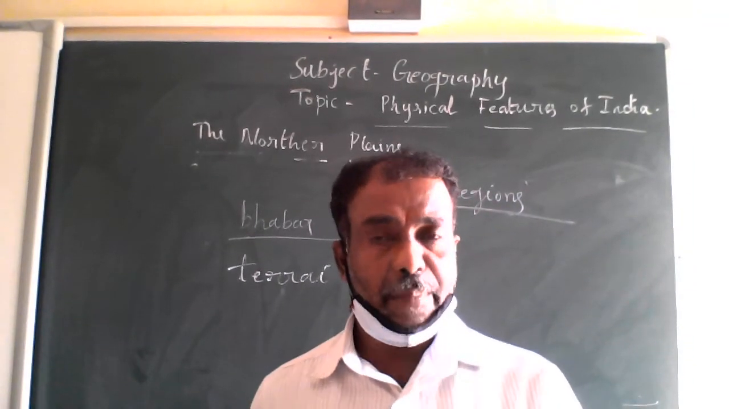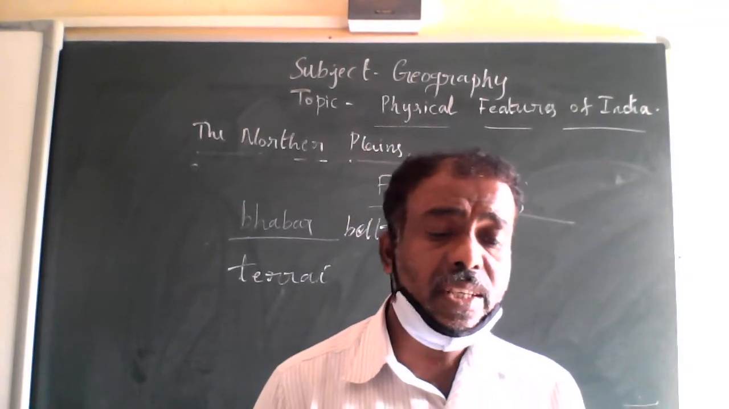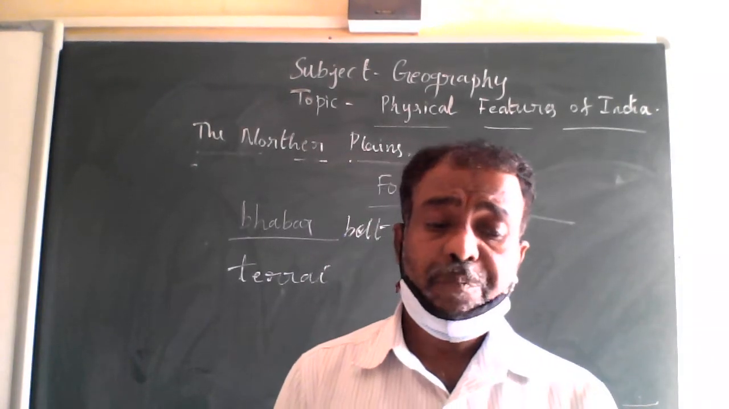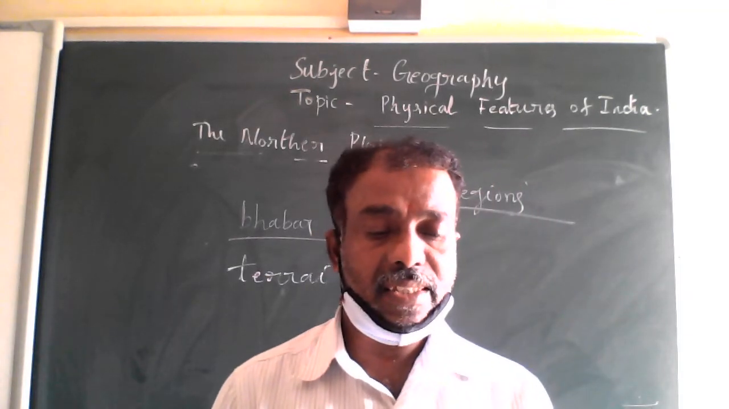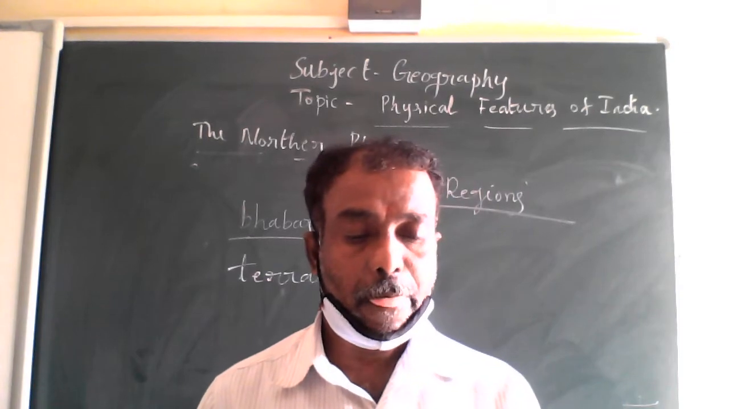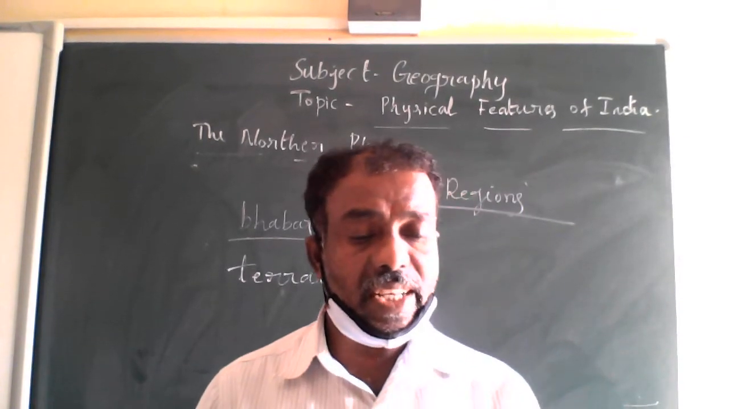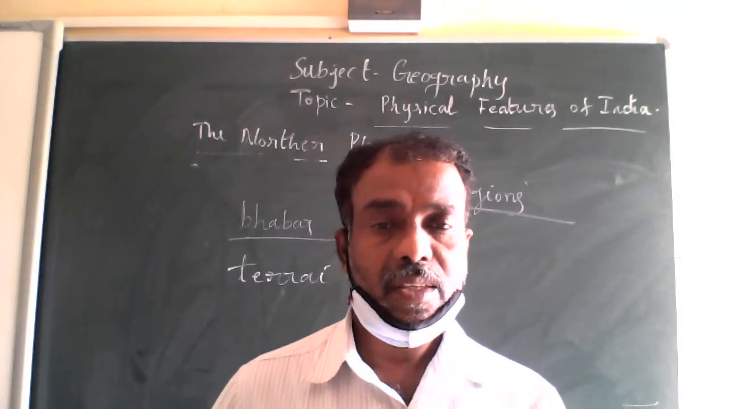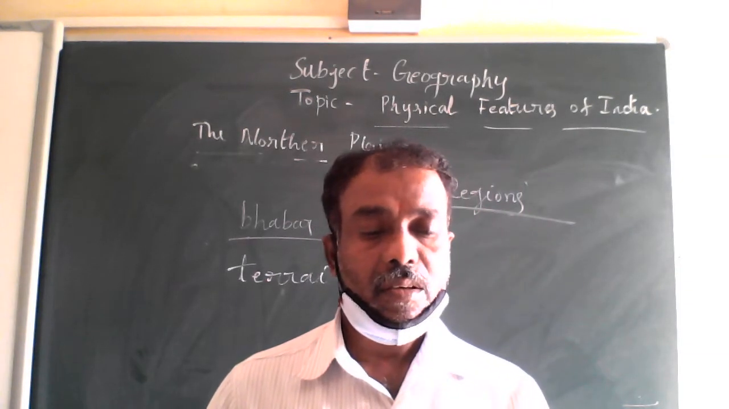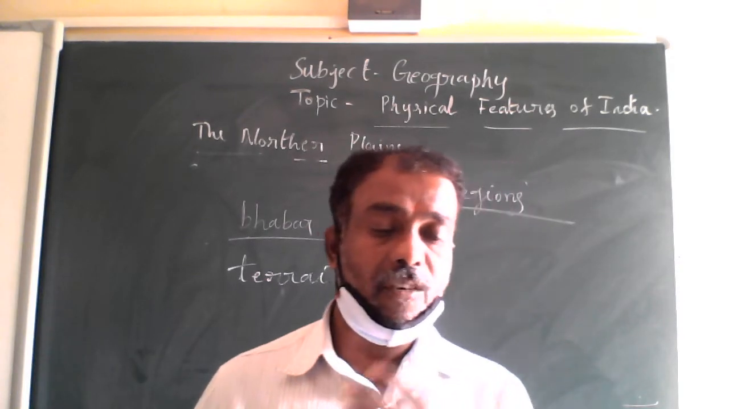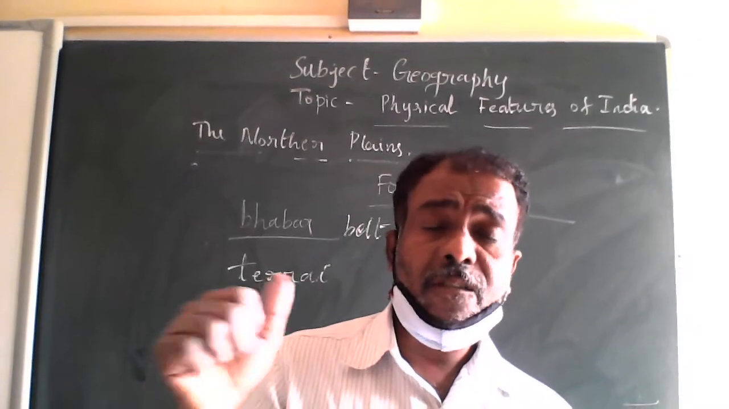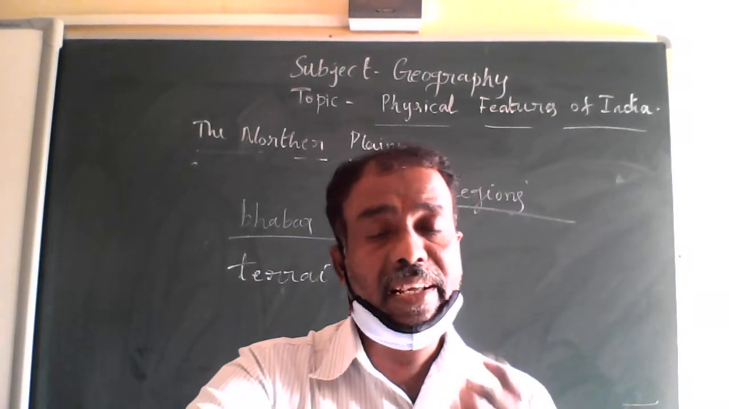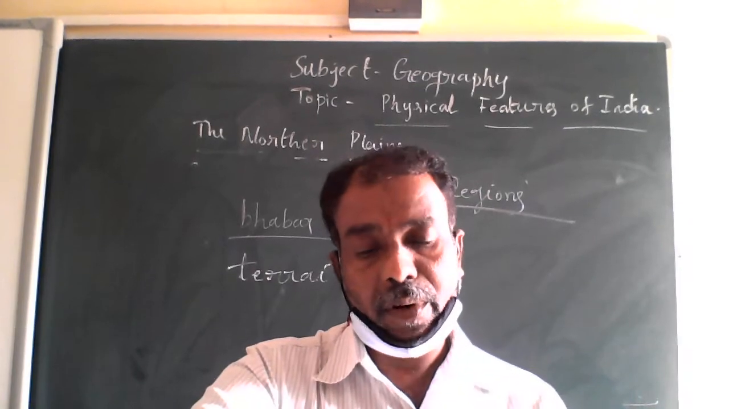So the Terai belt was a thickly forested region full of wildlife. Getting it now? So this was completely thickly forested area full of wildlife. But the forests have been cleared to create agricultural land and to settle migrants from Pakistan after the partition. So unfortunately, dear students, these forests have been cleared for that.